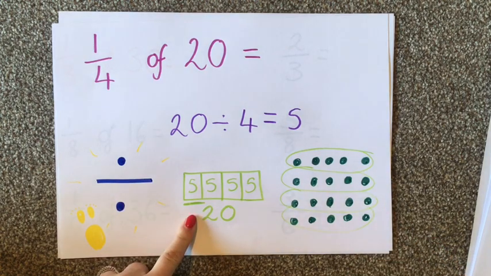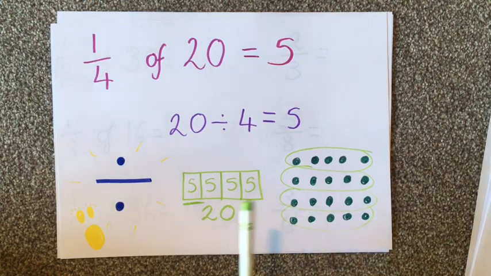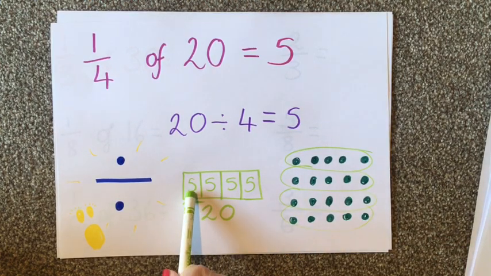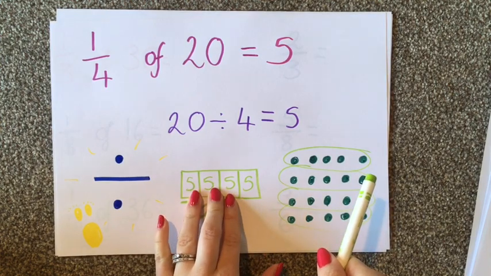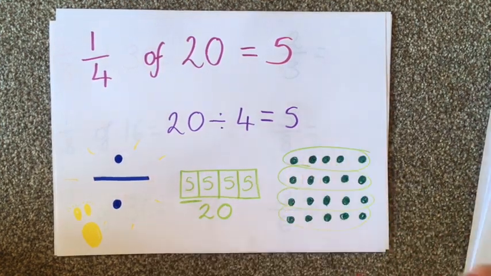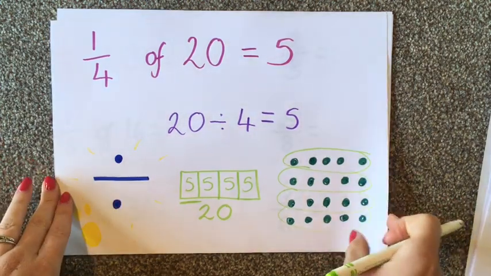And a picture like this can also be helpful, because if 1/4 is 5, that means 2/4 would be 10, 3/4 would be 15, or I could do that with this as well. So that's one way of doing it. Essentially, we're just doing division.